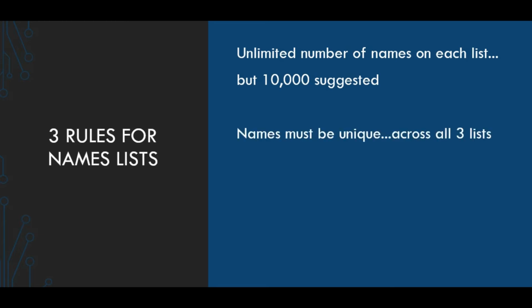Now names have to be unique across all three lists. So if I have a vendor that I also sell to, I'm going to need to change that up a bit. I'm going to show you how to do that when we get into working with our list area. You can't move it. So if you set up a vendor and you set them up as a customer, you're not going to be able to move them. So no moving. So you will need to delete that and then recreate it.